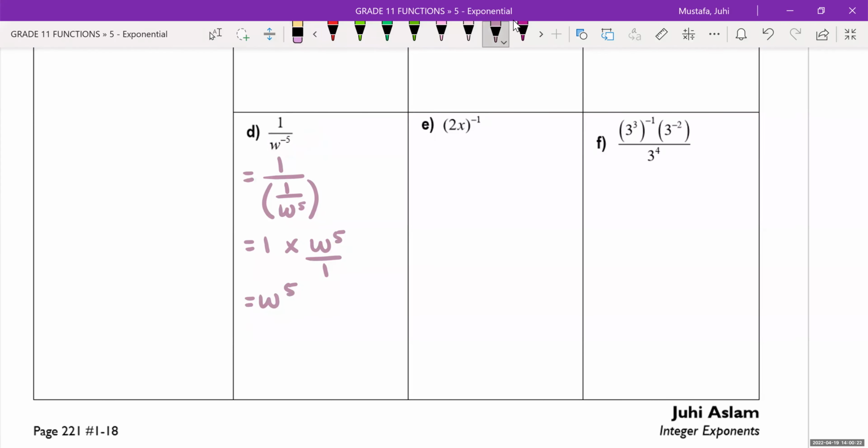So the shortcut of this would be, I have a w to the power of -5 in the denominator. I'm going to move it to the numerator and make it into a positive. So the answer would just be w over 5 to the power of 1, which is the same as just w to the power of 5. If you don't like that shortcut, you don't have to use it. You can always use the long way. It's totally fine. But I find that this helps to do the question a little bit faster.